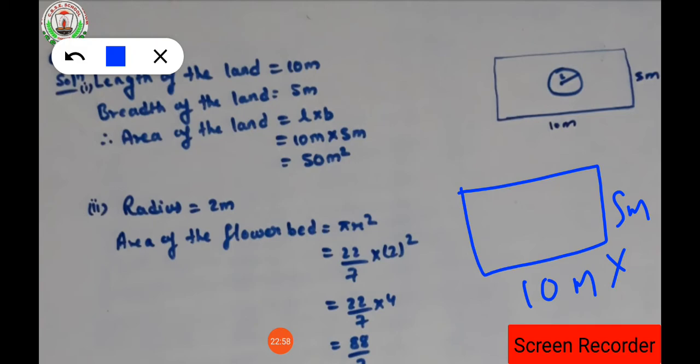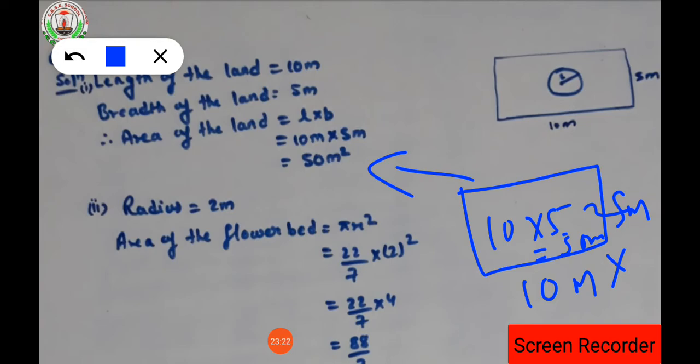Of course, we can find it by multiplying length into breadth. That will be how much? 50 meter square. So, here we find in the first part of the 9th question that area of the lawn or land will be equal to L into B. That is 10 meter into 5 meter will be 50 meter square. Then in the second part of the question, it is asked about the area of the flower bed.